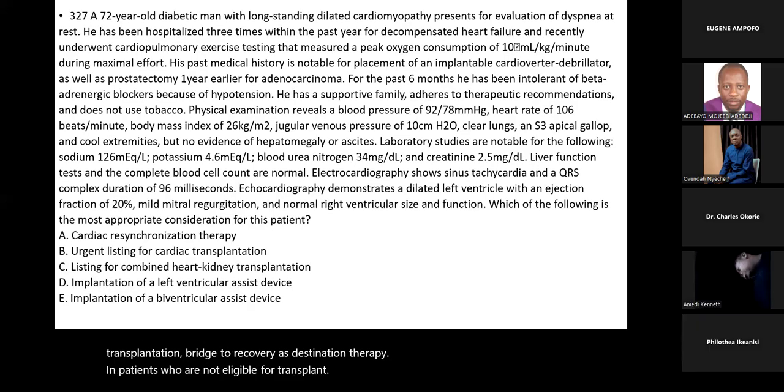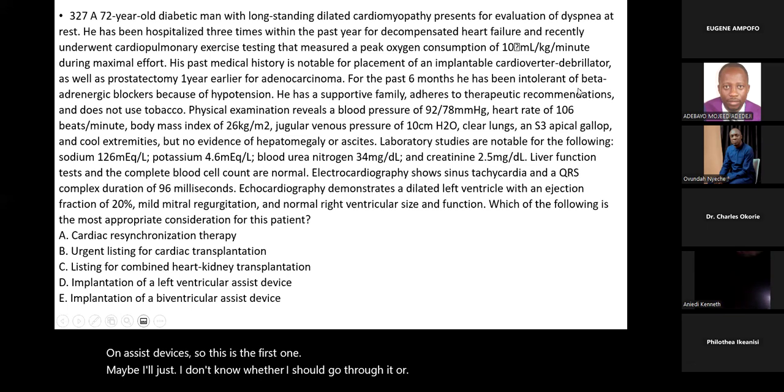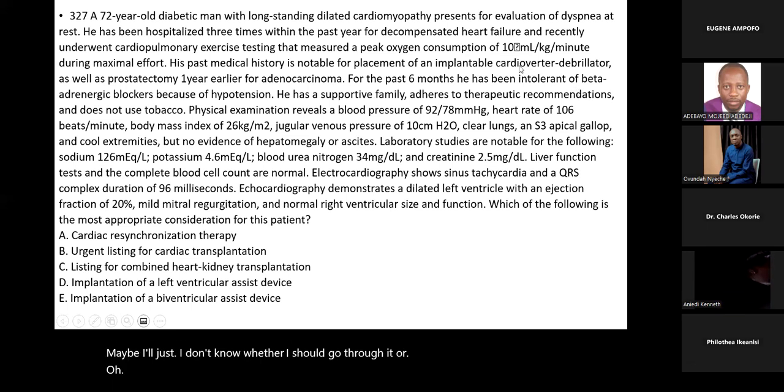I picked out two questions from Braunwald on assist devices. So this is the first one. Maybe I don't know whether I should go through it. Please go through it, I beg. Okay.